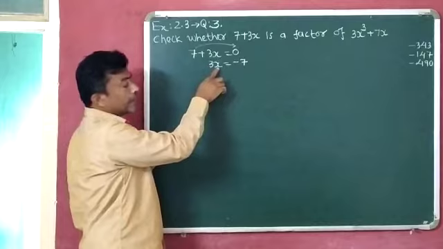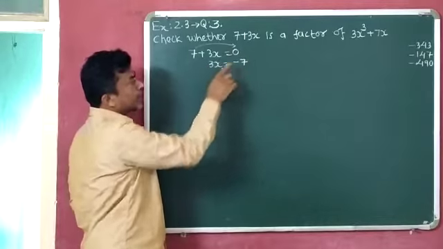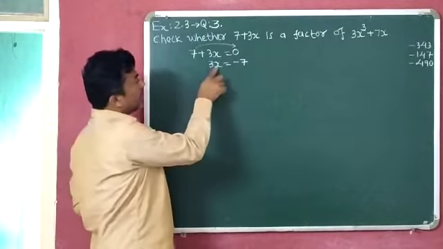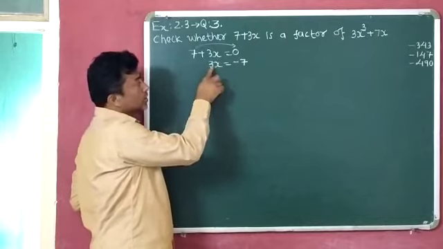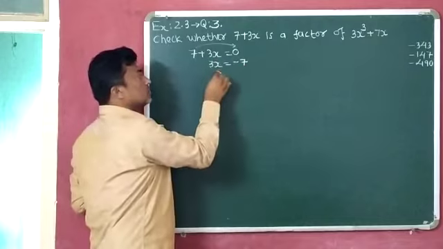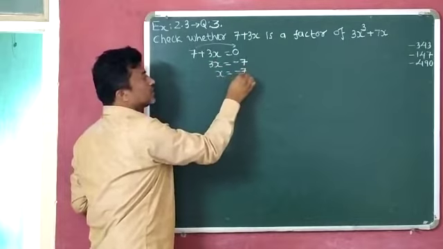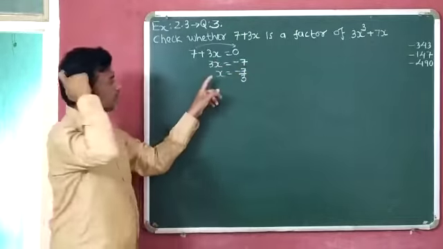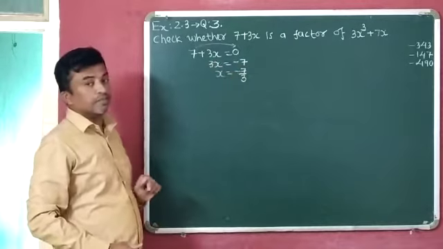Now we have to identify the value of x. So this 3 we have to change sides. Now 3 and x relation is multiplication, so 3 will go on division on the other side of the equal. So x is equal to minus 7 by 3. So see children, x is equal to minus 7 by 3.